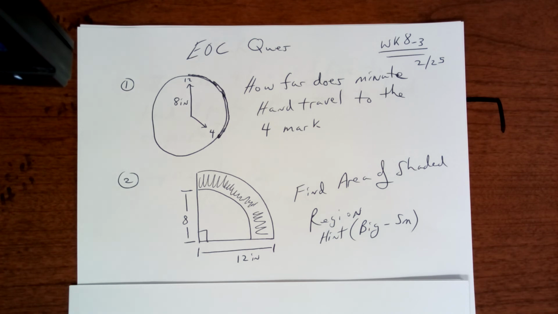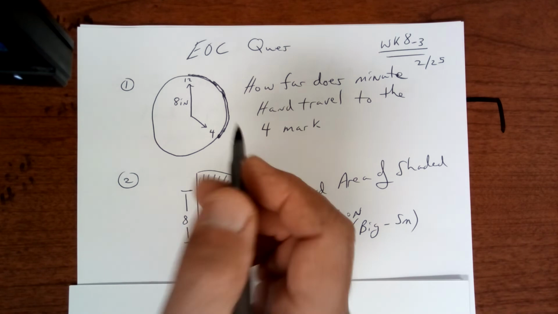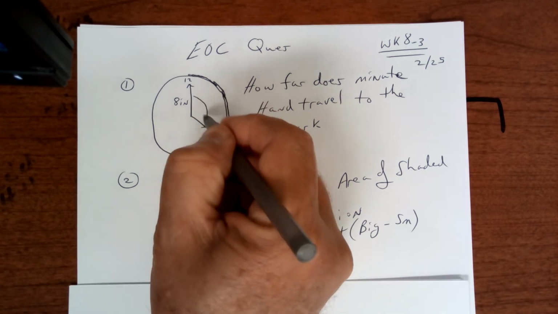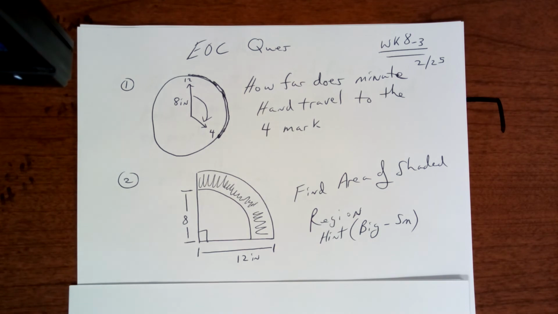This one right here wants to know how far the minute hand will travel to get to the four. You have to know the angle here. You must know the angle. To do that, you'd have to figure out, let's see what it is here.